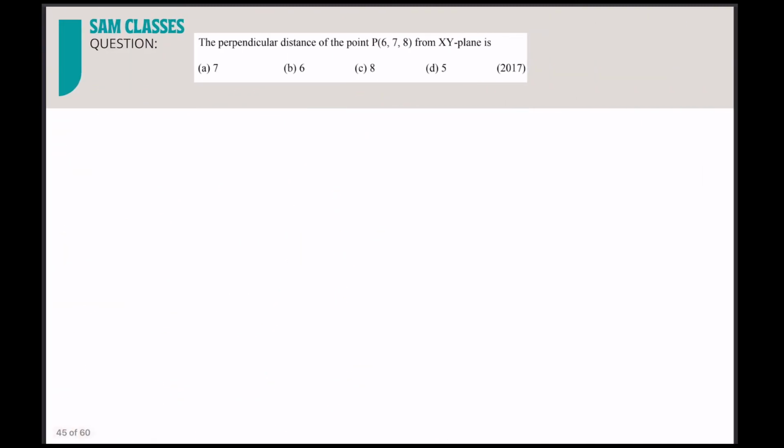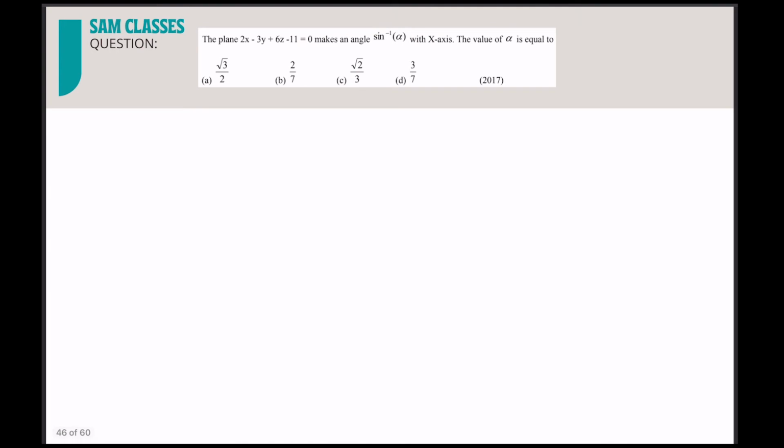Okay. Again, the perpendicular distance of this from the xy plane. So do you have to say z equal to 8 from the xy plane directly? Clear. Only z will be there because the rest will be constant. It will be cancelled. The plane makes an angle sine inverse alpha with the x-axis. What is the value of alpha?